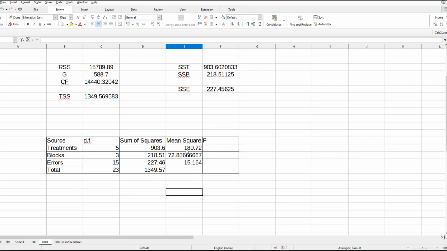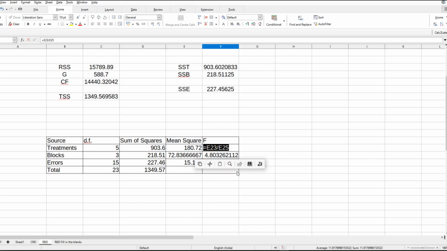So once you get the mean square, you can calculate F. Now what will be the F? For treatment, it will be the mean square due to treatment divided by the mean square due to error. Remember, error will be common in the denominator, right? For block, it will be the mean square due to block divided by the mean square due to error, which is 4.80. Now the calculation is over. Next step is the conclusion.